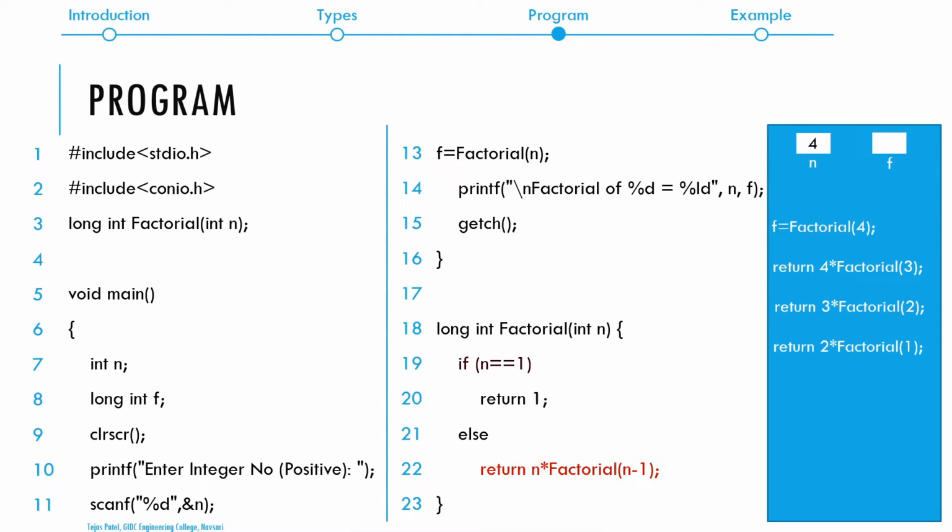So we will move on to the statement number 19 and check the condition if 1 is equal to 1. Since this statement is true, we will return value 1.